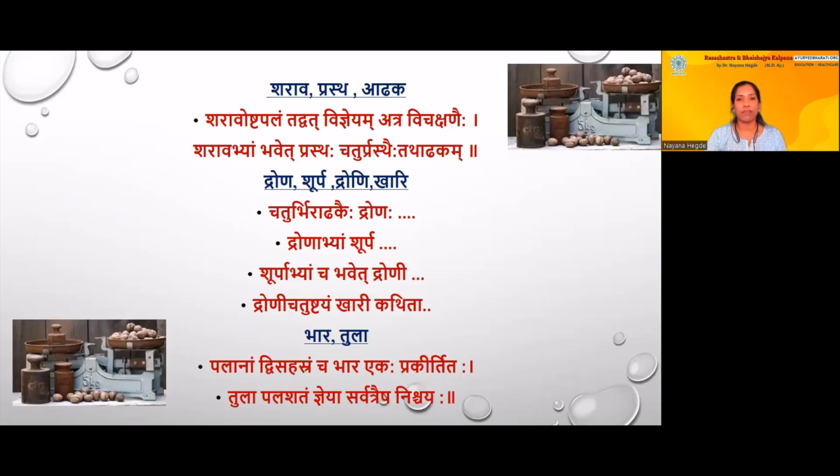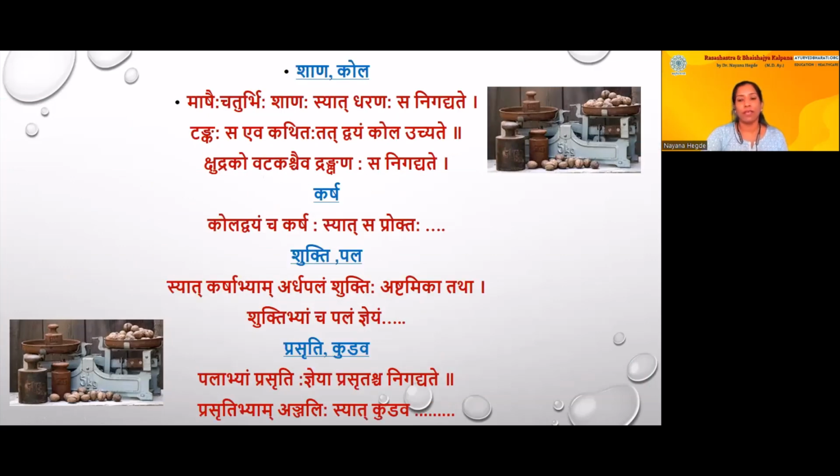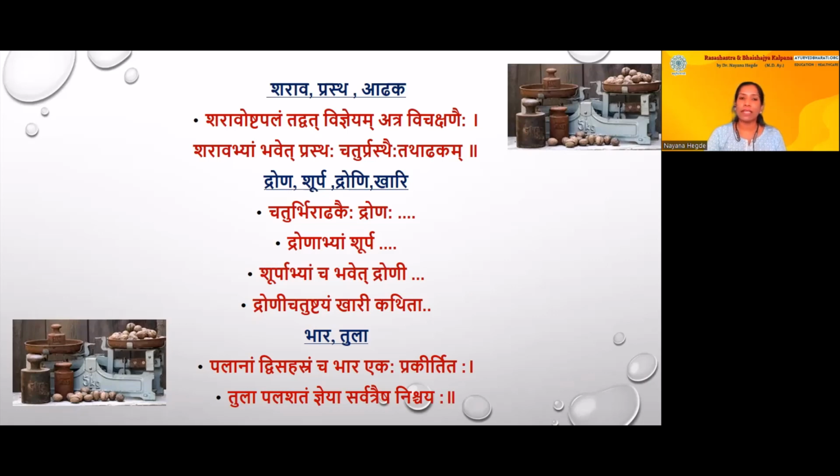Next is, what is Sharava, Prastha, Adaka? Sharavo ashta palam tadvat vijneyam atra vichakshanaihi. Sharavabhyam bhavet prasthaha chatur prasthai tatadakam. So here they have given, what is Sharava? Sharavo ashta palam. Eight Pala will lead to one Sharava. In the previous, what we have studied? Up to Kudava we have studied. Here for the Sharava, we can take two Kudava is equivalent to one Sharava.